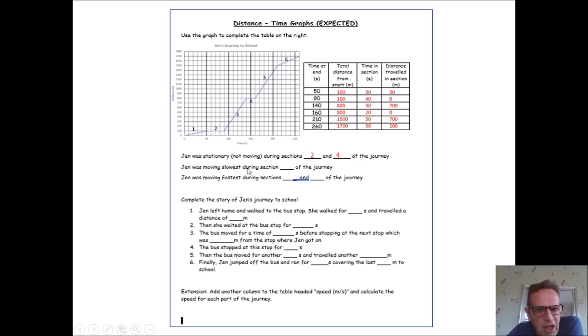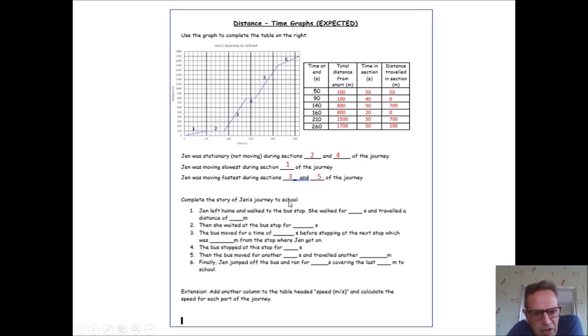The slowest section, we're looking for the shallowest line. Okay, so the shallowest line there is section 1. And the fastest bit, we're looking for the steepest sections. Okay, so the steepest sections are, well, I think it's probably just 3 is the actual steepest one, but 5 is nearly as steep. I would have to check that to be sure. We'll check that in a minute because we'll work out the speeds.